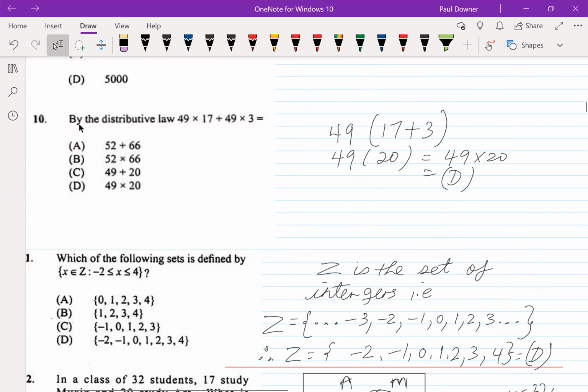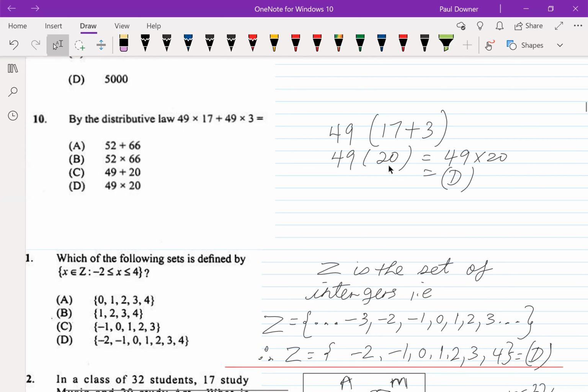In number 10, by the distributive law, 49 times 17 plus 49 times 3. What is that working out to be? Well, if you realize, this 49 is common. So you can take out 49 as a factor. That's called factorization, right? And leave 17 and leave 3 from here. That's called factorization because it's common, right? You notice a common factor, so you can take it out, and then you have 17 plus 3 in brackets.